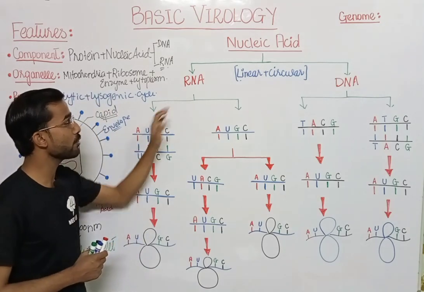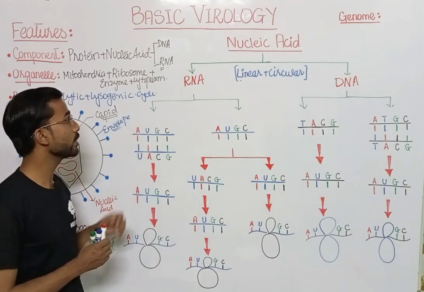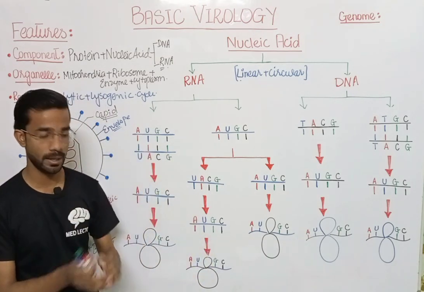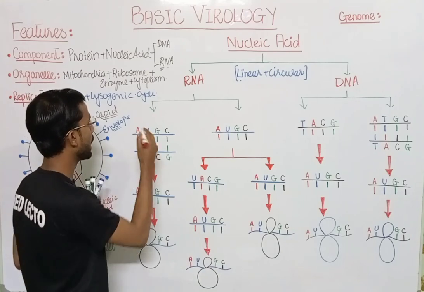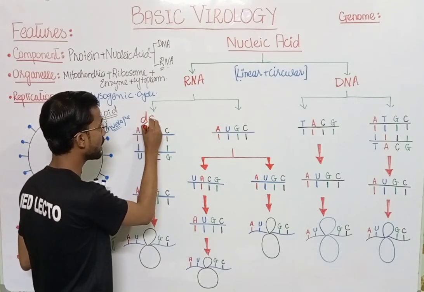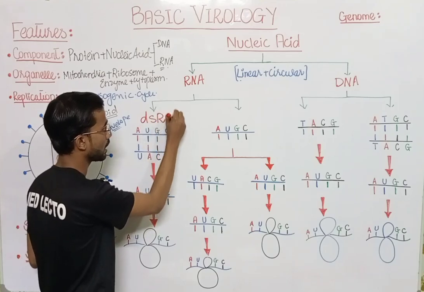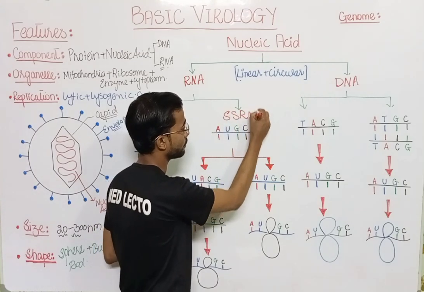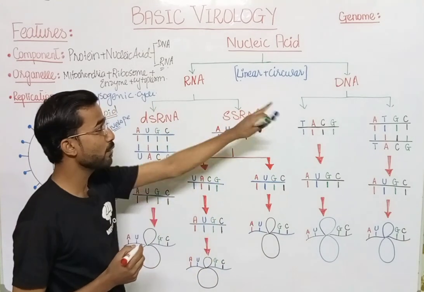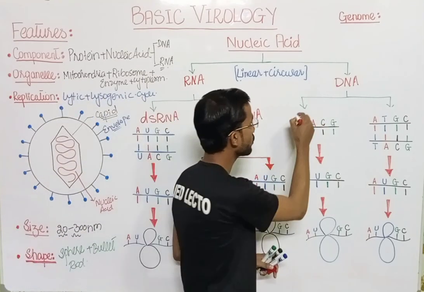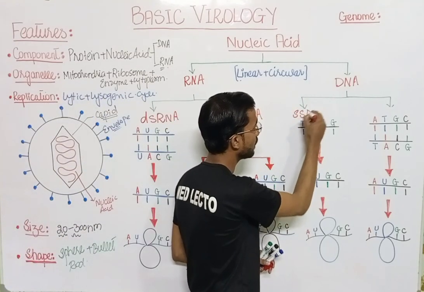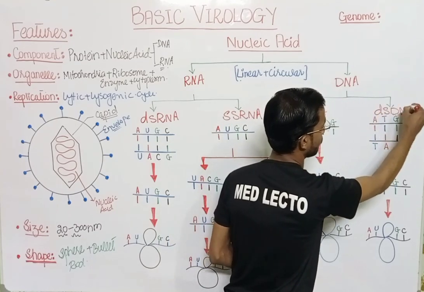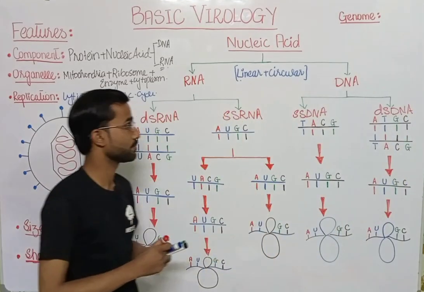If we first talk about RNA, you see that RNA can exist as single-stranded RNA and double-stranded RNA. Here is the double-stranded RNA, and here is the single-stranded RNA. And for DNA, here is the single-stranded DNA, and here is the double-stranded DNA. So this is the important thing.